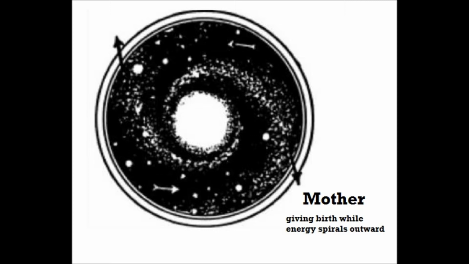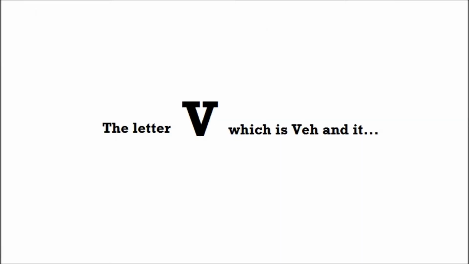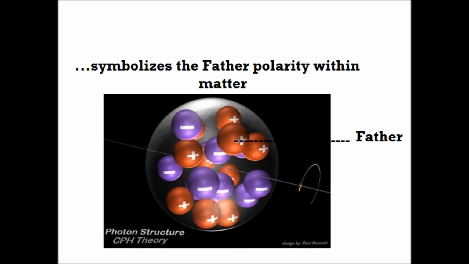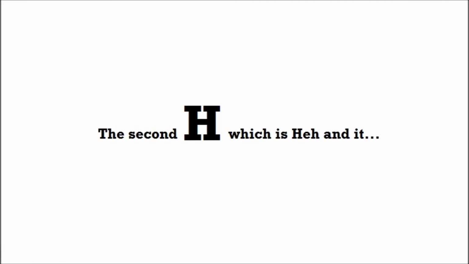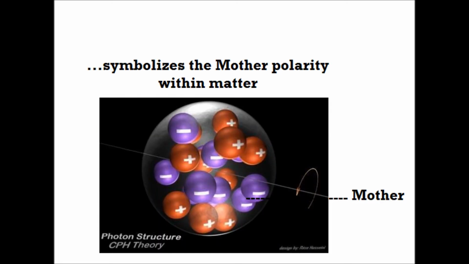birth to the universe. The Va in YHVH and the name represents the male polarity within matter, which is the positive ions in matter. The second H in YHVH and the name represents the female polarity in matter, which is the negative ions in matter.